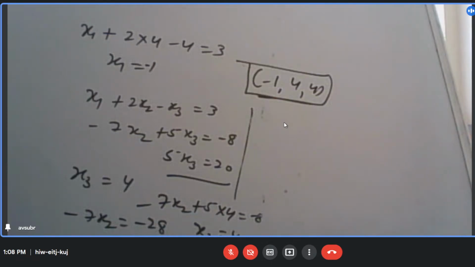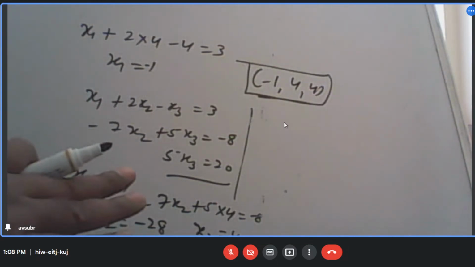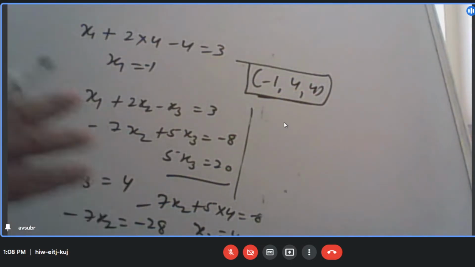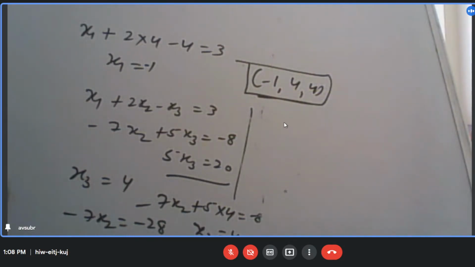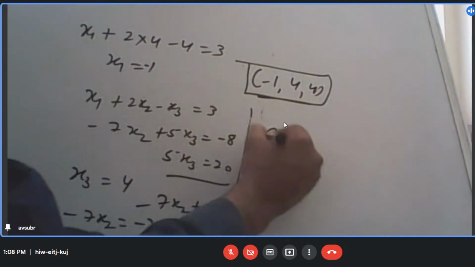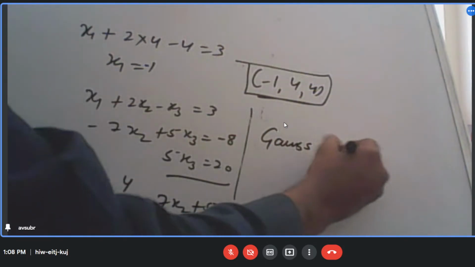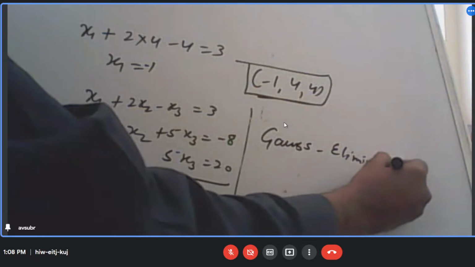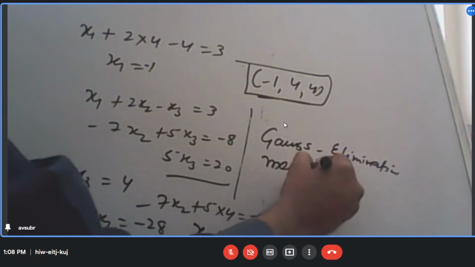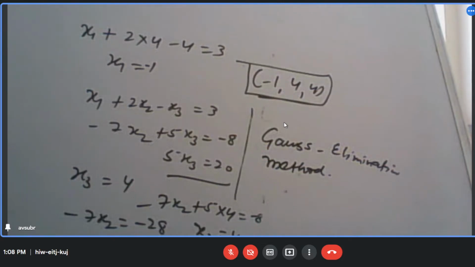I hope it is clear to you all. Understood? Now, this method of solution of a set of linear equations is known as the Gauss elimination method. What is it known as? It is known as the Gauss elimination method.